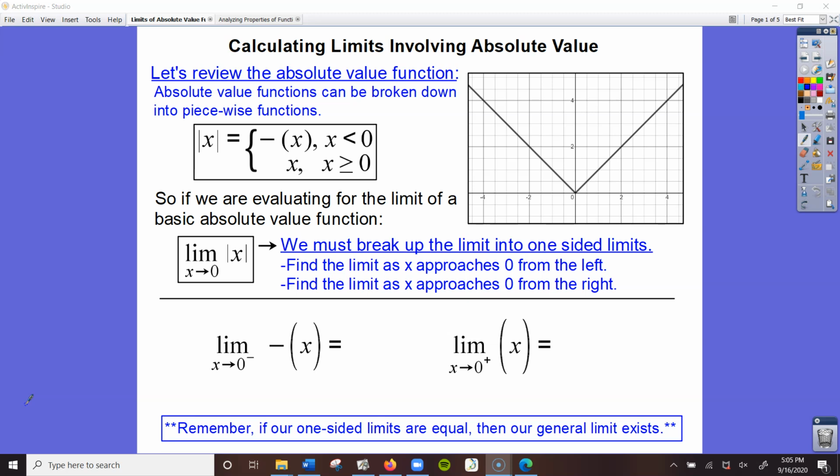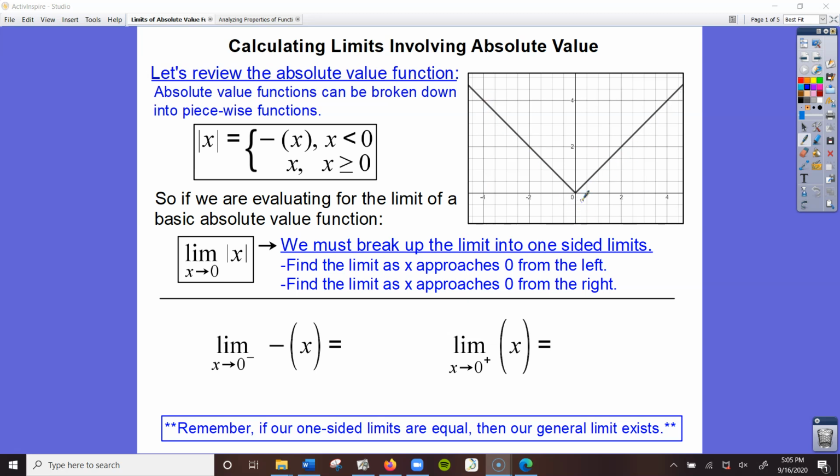Hey guys, today we're going to look at how to find the limit of absolute value functions. Now, just before we start that, we're going to go ahead and reevaluate our definition of an absolute value function. We know that the absolute value on a graph looks like this. It looks like a V.